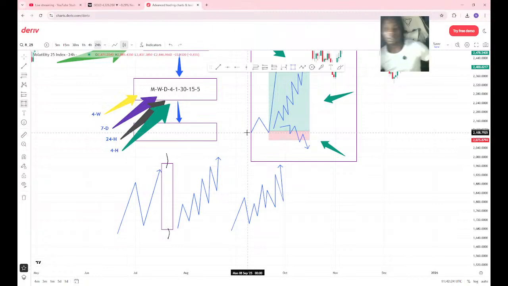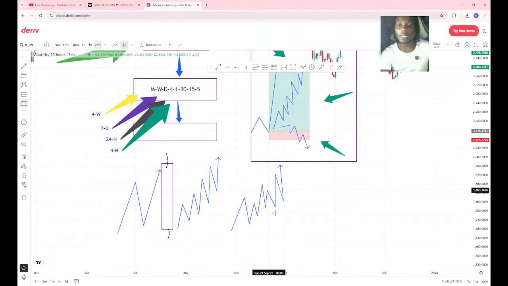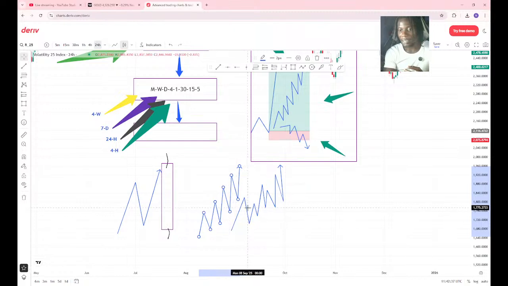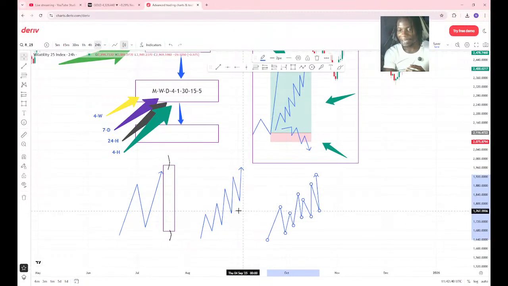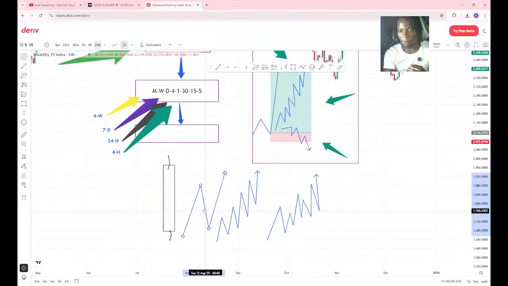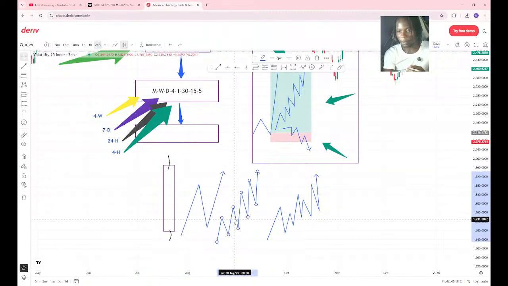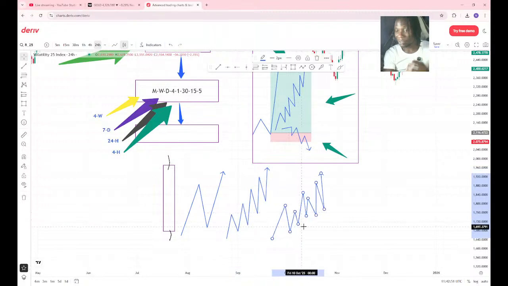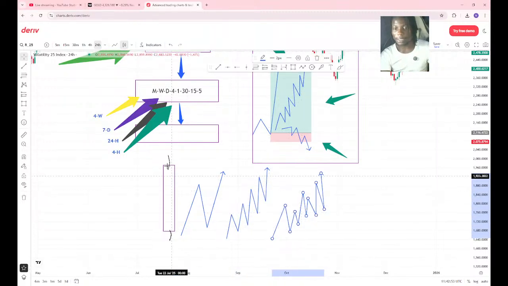Okay, let's go. So now you know, this is the 4 hours. This is the daily candle. Let me shift this properly so you guys can see it all. If the drawing is clear, the picture will be clear in a lot of your minds. Now this is the daily time frame.